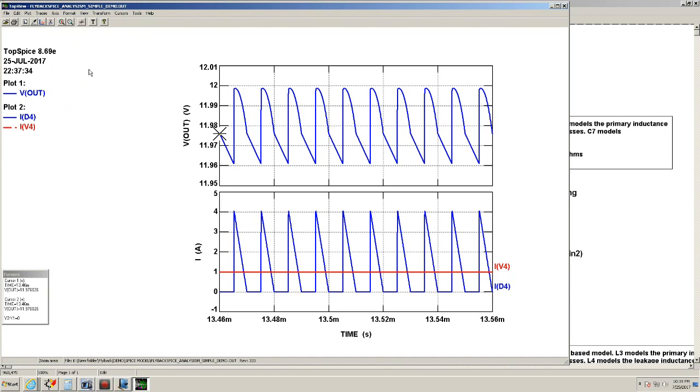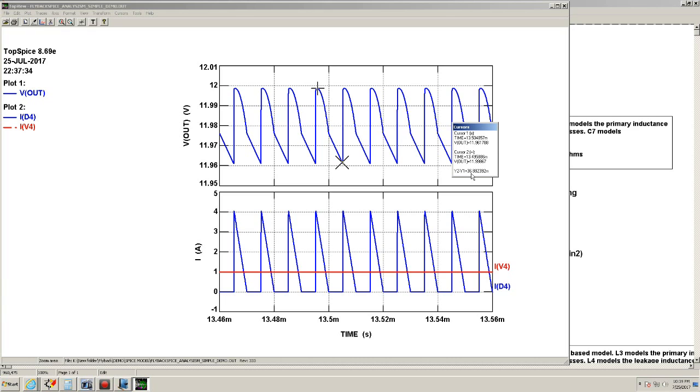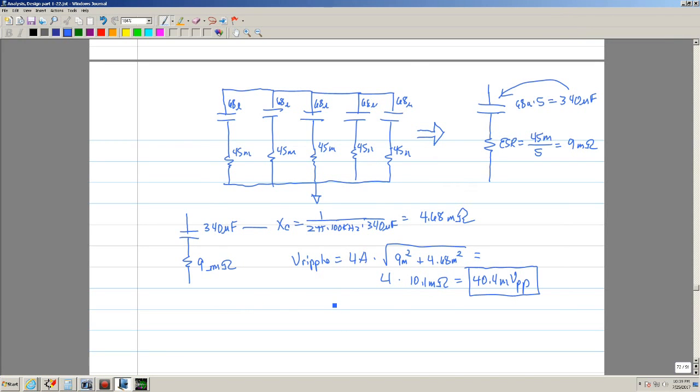So the delta. What do we get? We actually get a little bit better. We got 36.8 millivolts peak to peak. So this is SPICE, and this is the hand calculation.